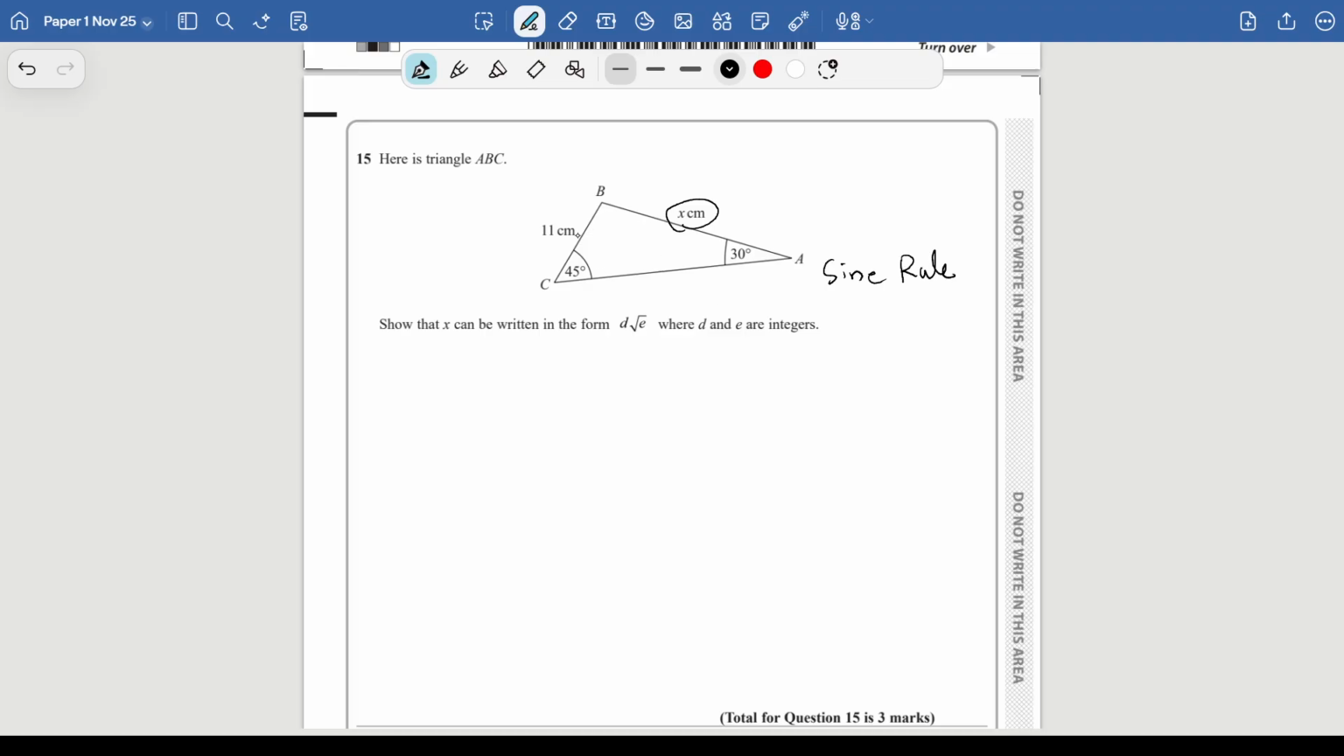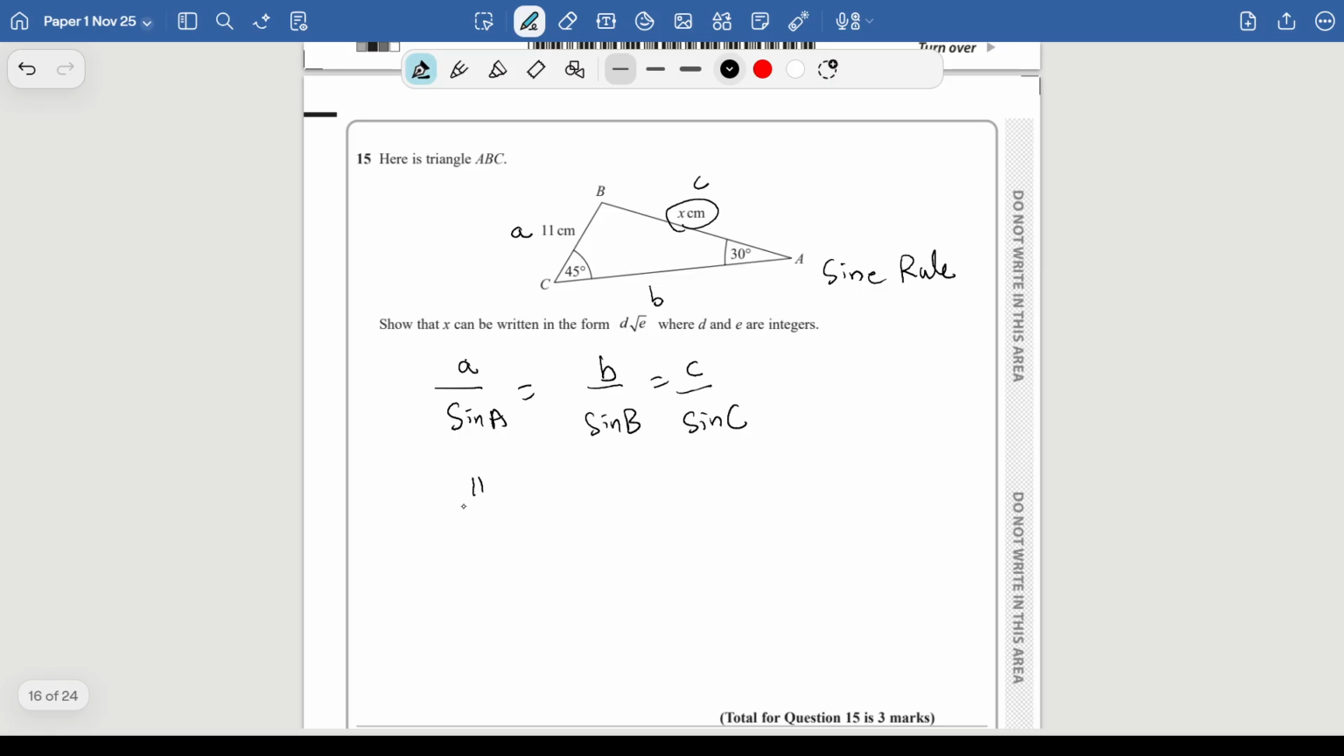Because the angles and the sides are involved and one of the sides is missing, if I write, labeling the sides for easy understanding, the side opposite to B is B, the side opposite to the angle A is A, and here is the side C. So A over sine A equals B over sine B equals C over sine C.